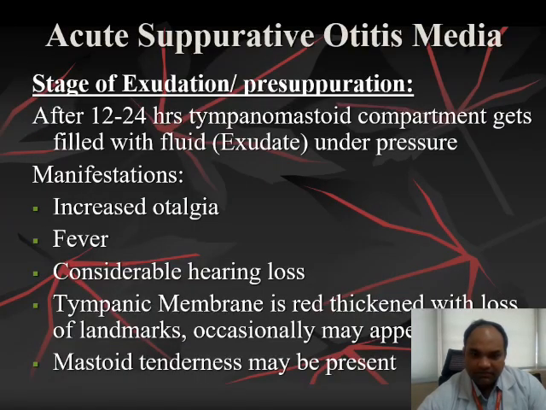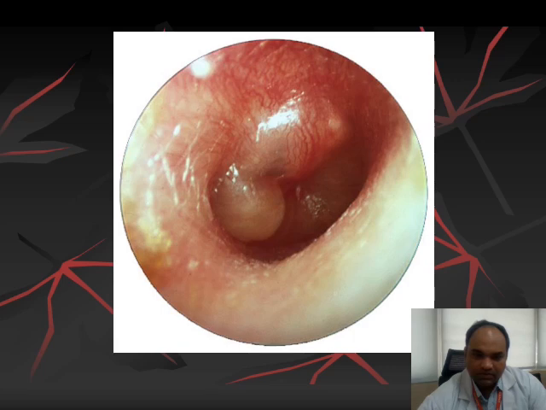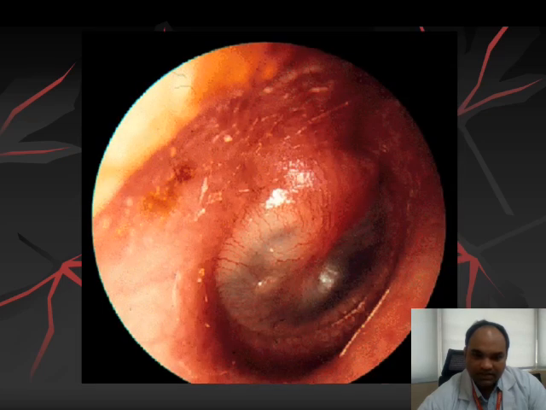Then the stage of exudation and pre-suppuration, it's basically after 12 to 24 hours, the tympanomastoid compartment gets filled with fluid. So the drum is almost bulging, it is about to burst out. The pain will increase, fever will happen, considerable hearing loss may occur, the tympanic membrane is red, thickened with loss of landmarks. You can see over here quite a bulging drum, okay, almost about to burst out.